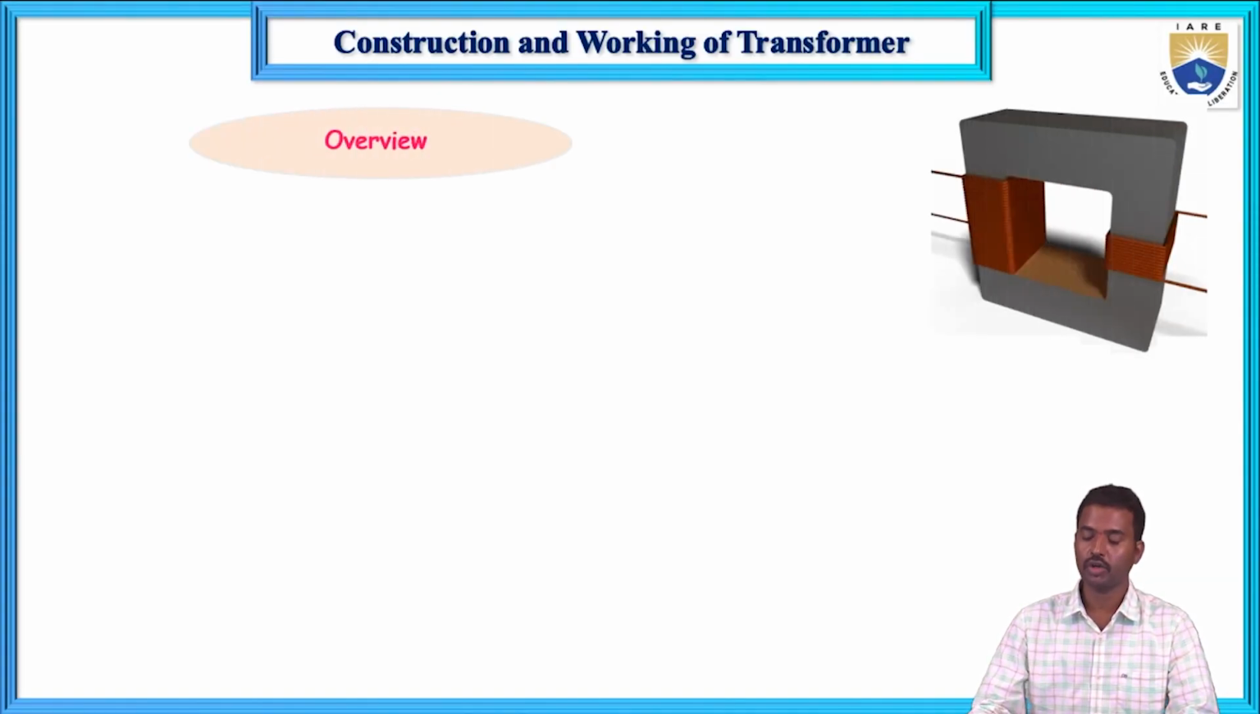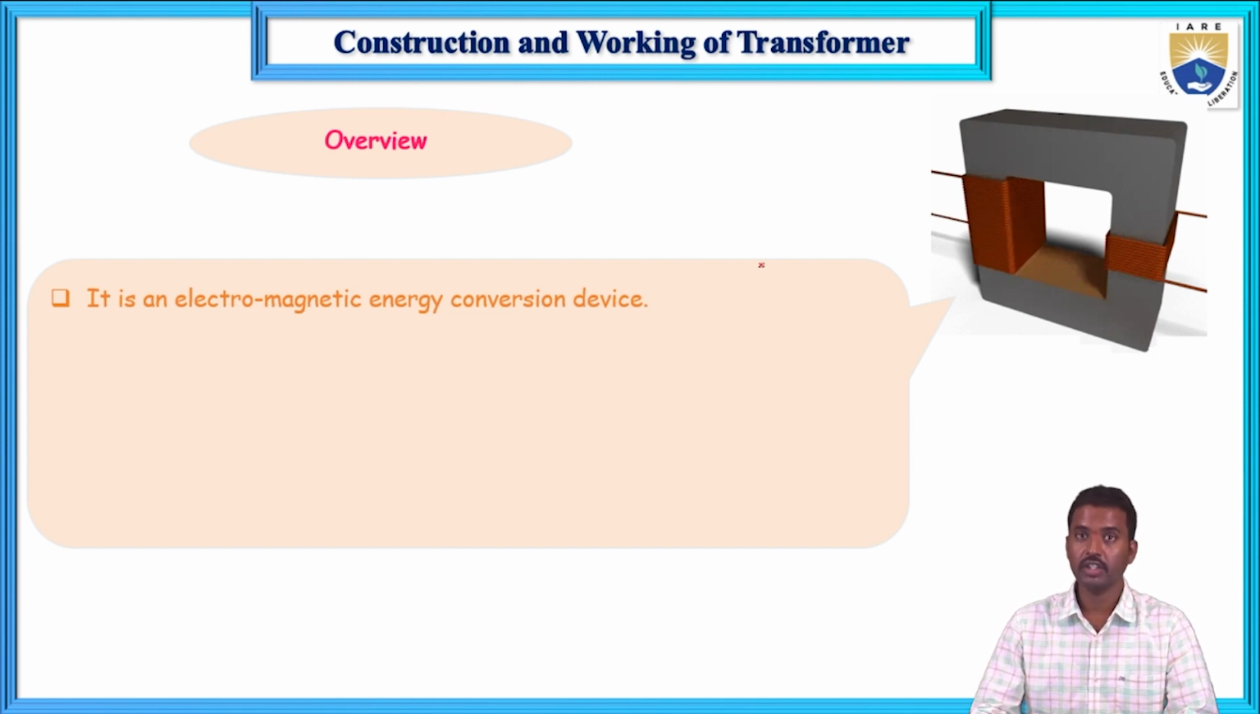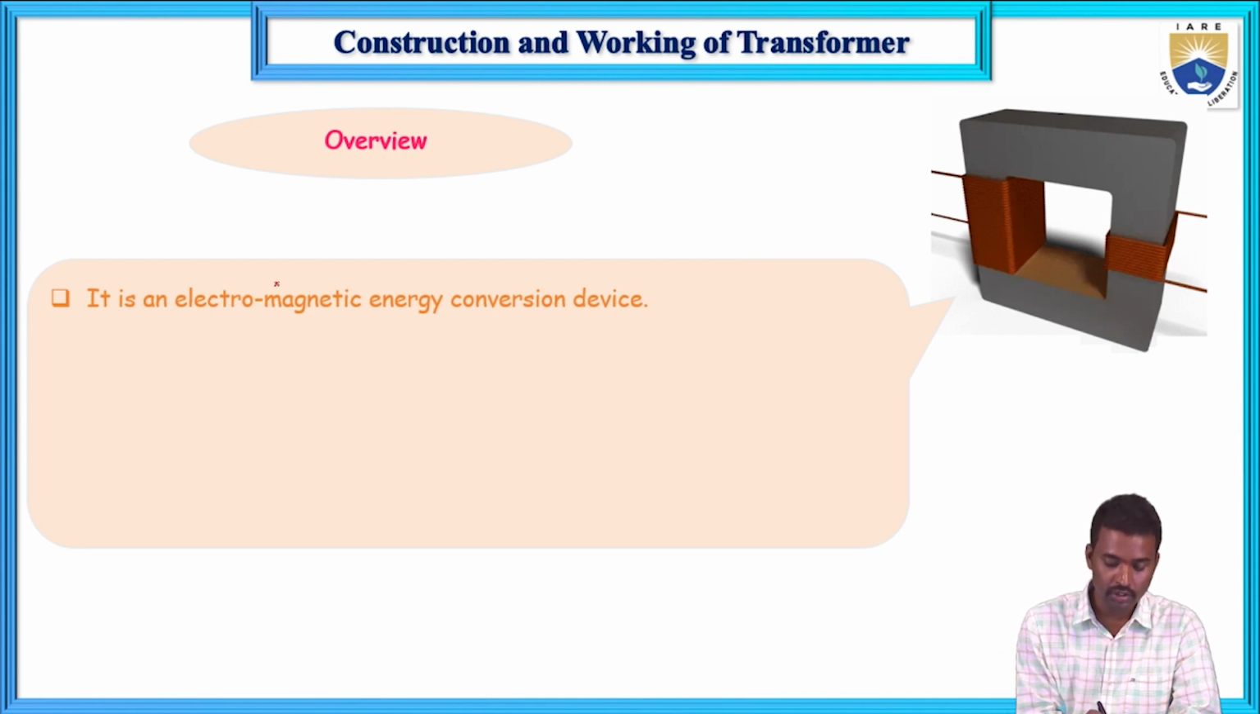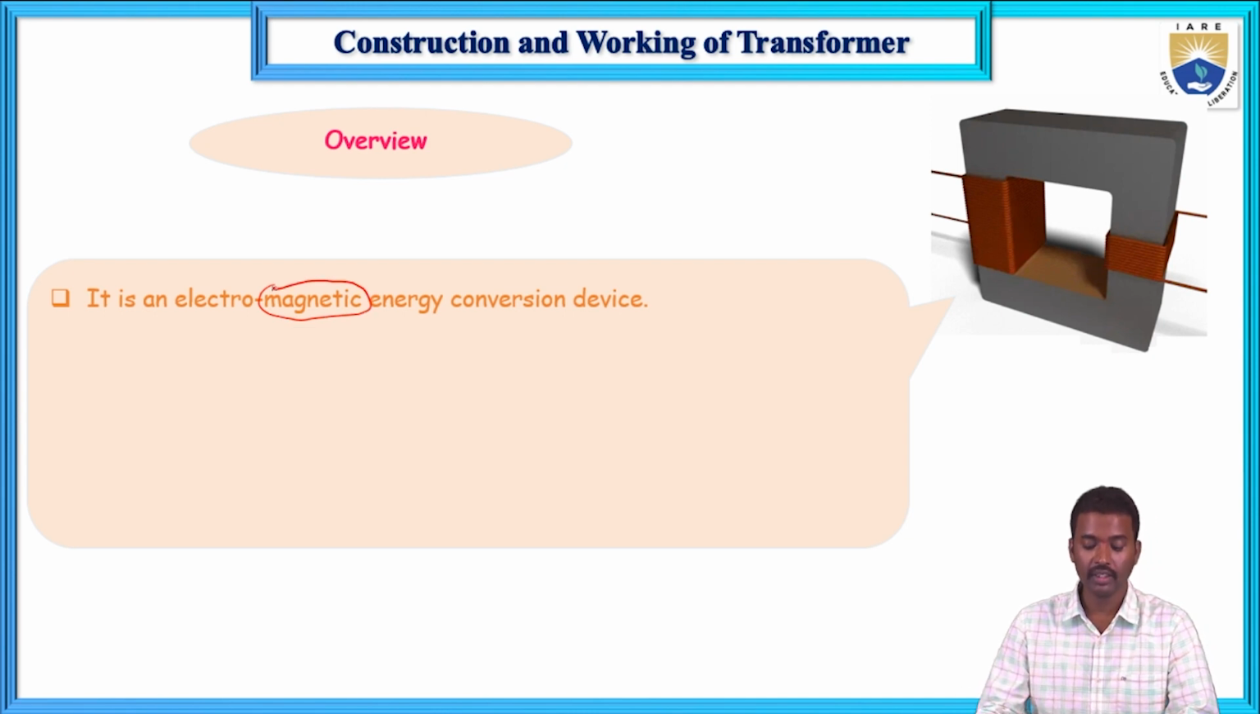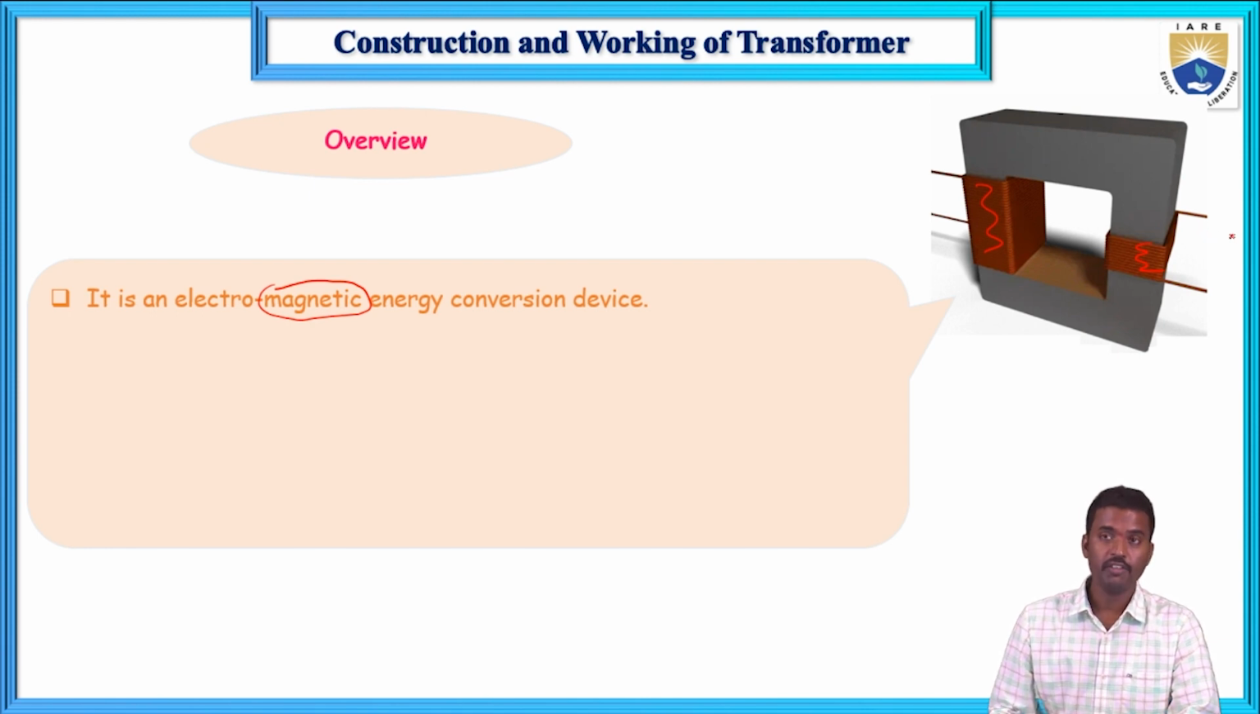The real picture of transformer looks like this. Now here it is an electromagnetic energy conversion device. It is not an electromechanical conversion device. Electromechanical conversion devices are generators and motors, but this point is most important. Electromagnetic energy conversion device. It transfers electrical energy from one circuit to another circuit without any electrical contact through the magnetic material. It transfers electrical energy from one circuit to another circuit without changing the supply frequency.